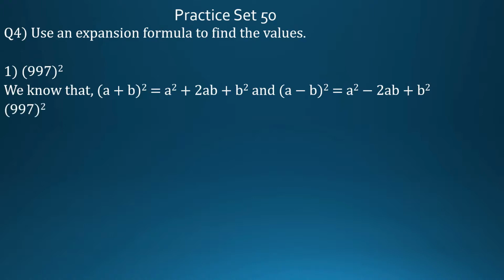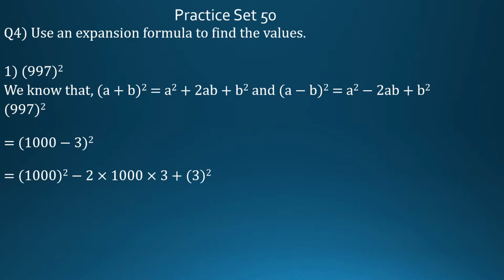997 the whole square is written as 1000 minus 3 the whole square. So 997 can be written as 1000 minus 3. So we are going to expand 1000 minus 3 the whole square. Here instead of a we have 1000 and instead of b we have 3. So let us use the expansion formula. A minus b the whole square is equal to a square minus 2ab plus b square. So it can be written as 1000 the whole square minus 2 into 1000 into 3 plus 3 square.